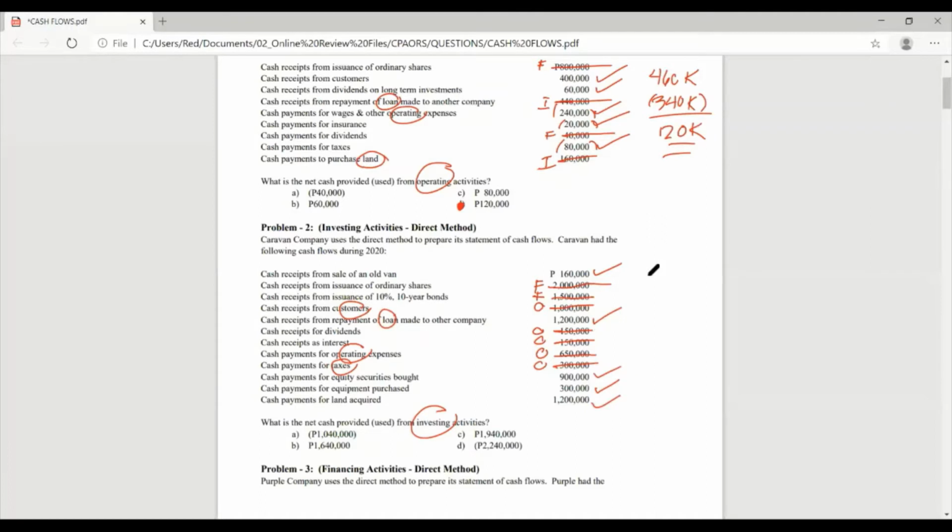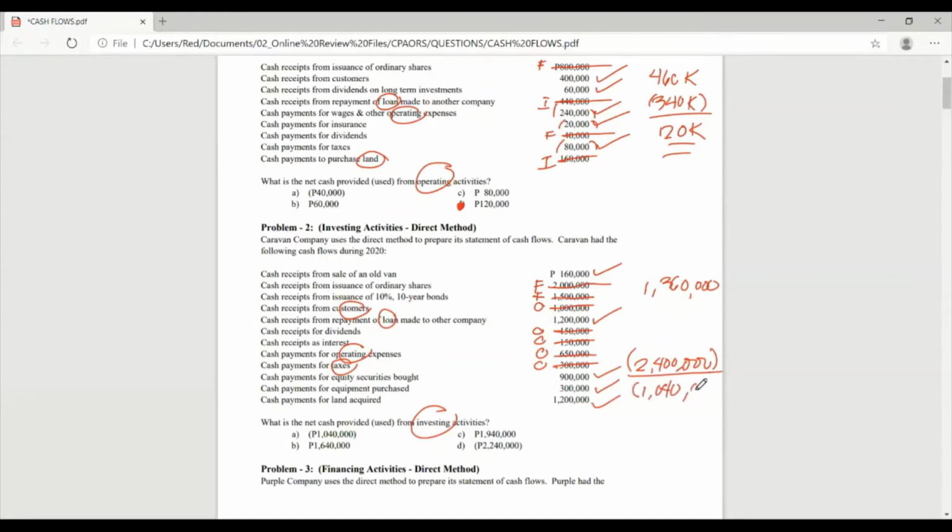Okay, so let's compute. Cash receipts versus cash payments. What are our cash receipts? 160,000, 1,200,000, for a total of 1,360,000, less cash payments. What are the cash payments? The 900, the 300, the 1,200,000, for a total of 2,400,000. Okay, so how much now? Net cash provided? No. Net cash used, because our payments are greater, so it's net cash used. Of how much?